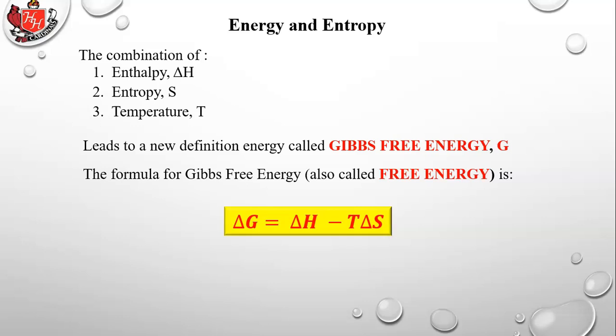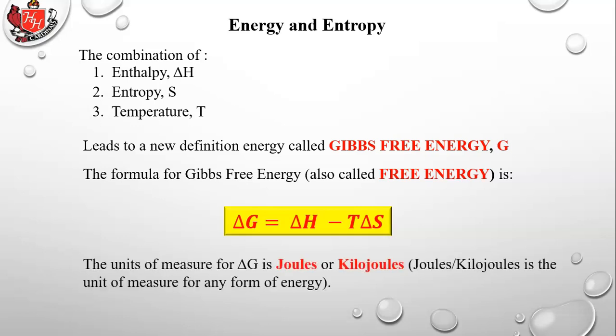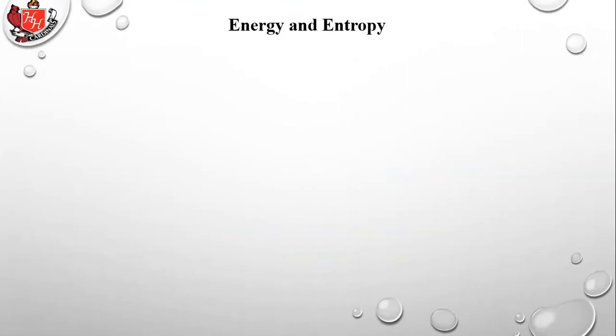So there you see, now we're not just dealing with the only type of energy that we've dealt with up until now, which is enthalpy, heat energy. We now have another factor involved, and that's the entropy. And based on the temperature, one of those two will dominate, either going to lower heat energy or going to higher entropy. The temperature will kind of be the tiebreaker and determine which one dominates the reaction. So the units of measure for delta G is joules or kilojoules because it's a form of energy. And joules or kilojoules is the unit of measure for any form of energy.